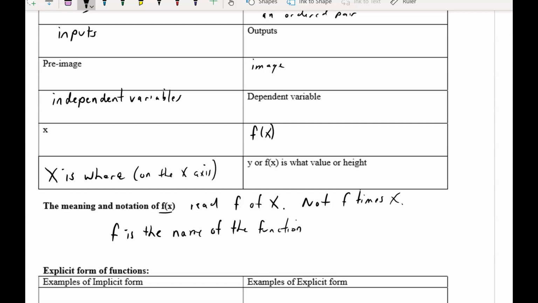And here's a little bit of that where and what thing. We can say that f of x is the value at x. That already has the feeling of what is the value, and at has that sense of where. Where are we looking to find out what the value is?